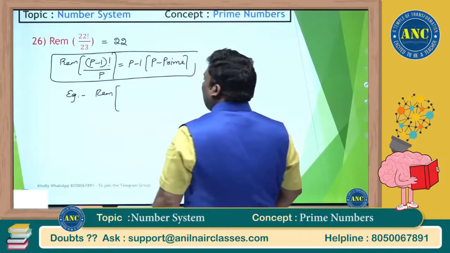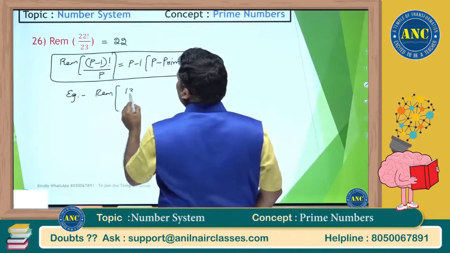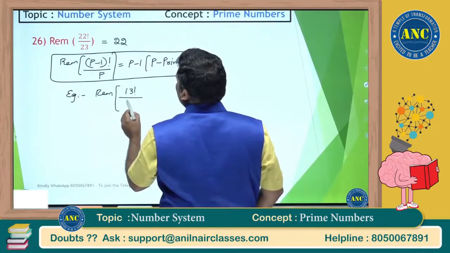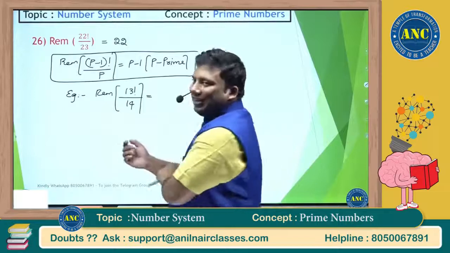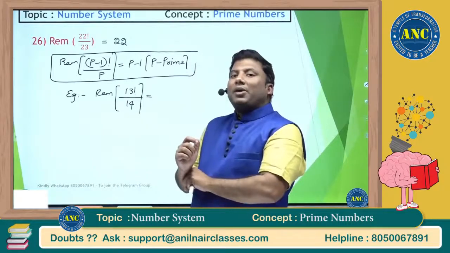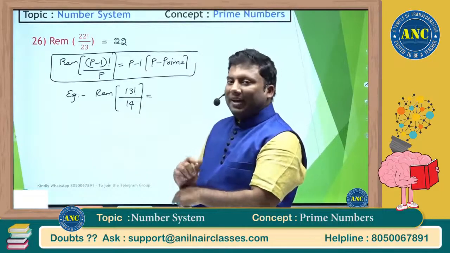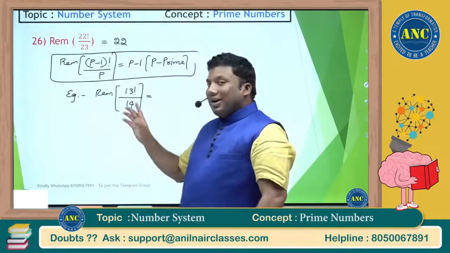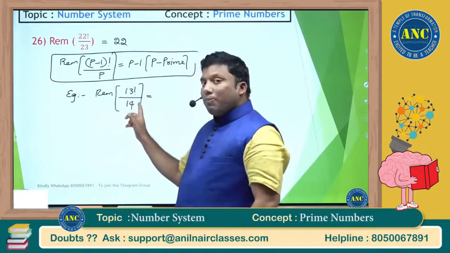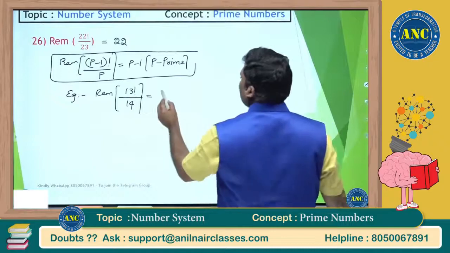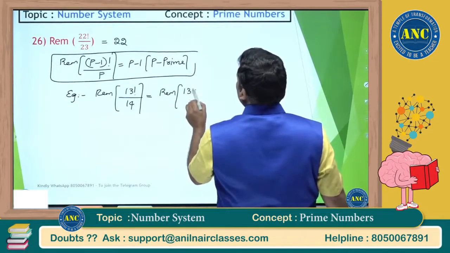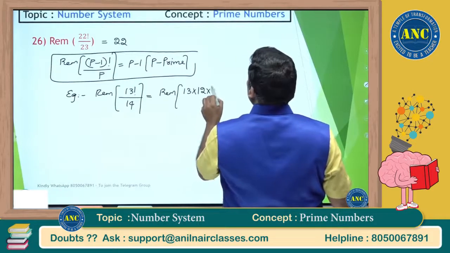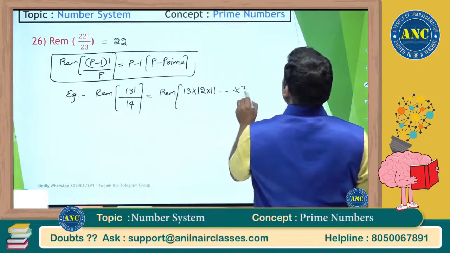Remainder of 13 factorial divided by 14. We did (P minus 1) factorial divided by P when P is prime. Don't do it in a hurry here: 14 is composite. So 13 factorial can be written as 13 into 12 into 11 and so on.